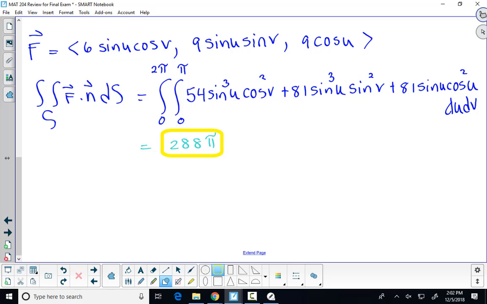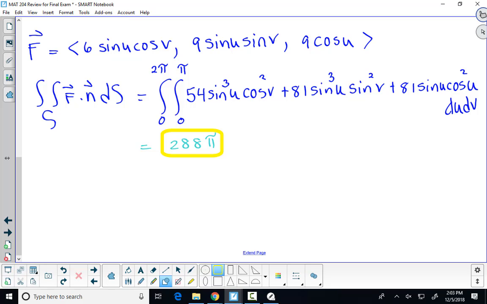So Stokes' theorem does line integrals, and then the divergence theorem does area integrals? No. Stokes' theorem does a surface integral and a line integral.